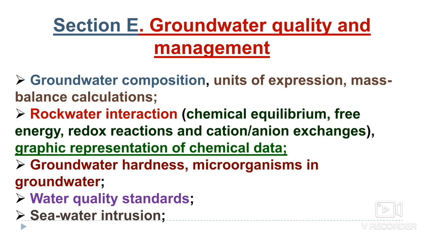And Section E deals with groundwater quality and its management. So groundwater composition, units of expression, mass balance equation calculation, rock water interaction, in which you have to study chemical equilibrium, free energy, redox reactions and cation anion exchanges, graphic representation of chemical data. Graphic representation of chemical data is very important. The groundwater hardness, microorganisms present in groundwater, water quality standards in India. And seawater intrusion.